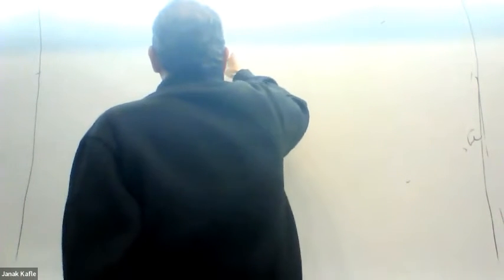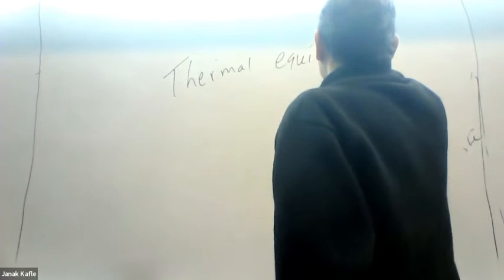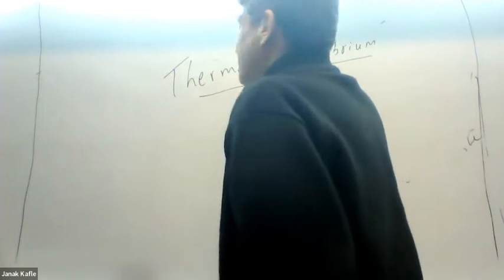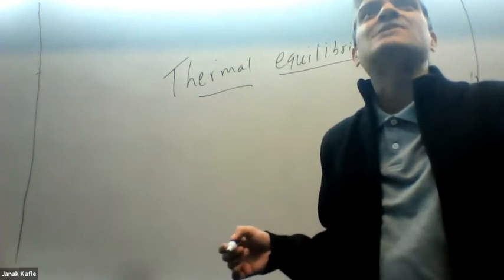Now let's talk about thermal equilibrium. You already know about this equilibrium term. Equilibrium means equal, right? So equilibrium means equal. Thermal means temperature. Make sense? Thermal equilibrium means temperature equal.